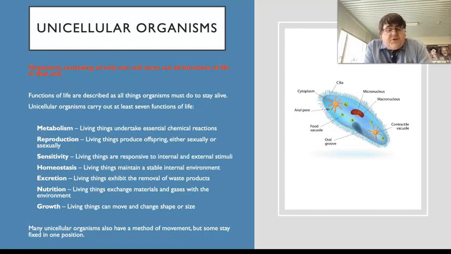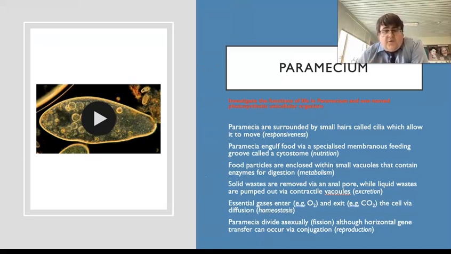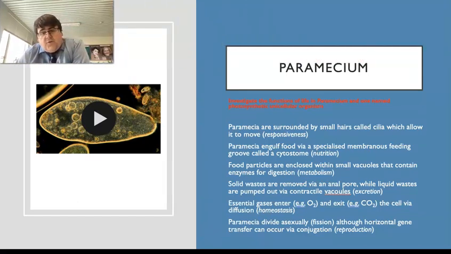Many unicellular organisms also have a method of movement. So there might be with flagella that they can move around, etc. But most of them are going to stay fixed in one position. Moving on to an example of a single-celled or a unicellular organism, because the IB does require that you can investigate the functions of life in Paramecium, as well as one named photosynthetic unicellular organism. So it's up for you to find a named photosynthetic unicellular organism. We're just going to go through Paramecium here. You can easily look them up and find another one. There is a video here that we might be able to look at in a second.